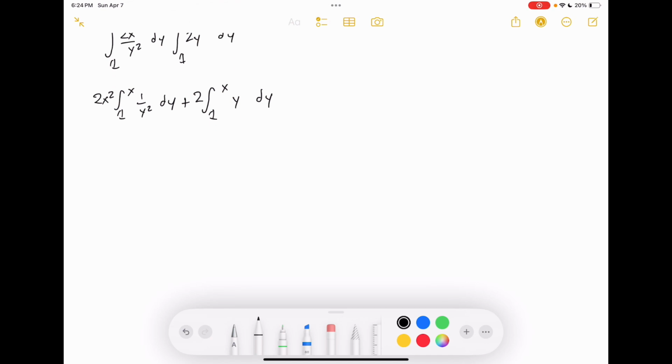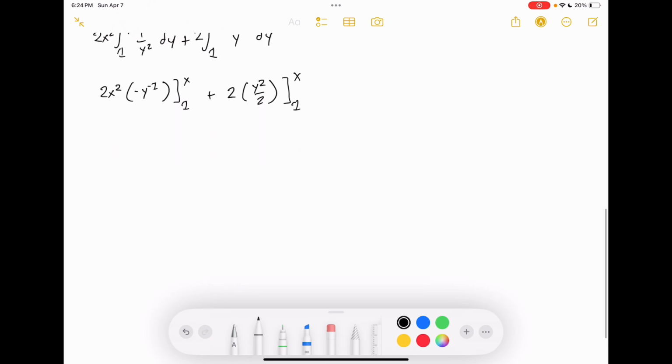Now, this is some good practice for us. The integral of y to the negative 2 is just going to be negative y to the negative 1. So 2x squared times negative y to the negative 1 from 1 to x, plus 2 times y squared over 2 from 1 to x. Now, let's plug these in.